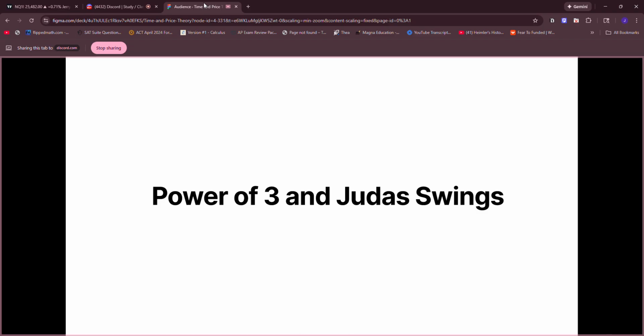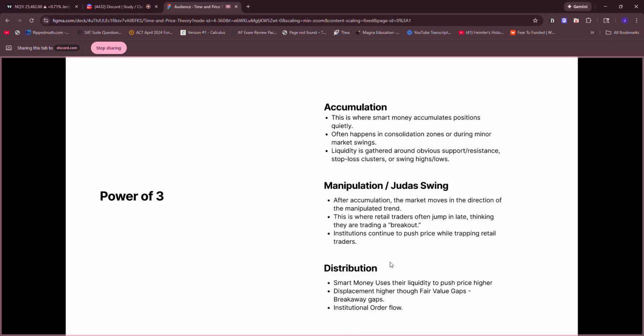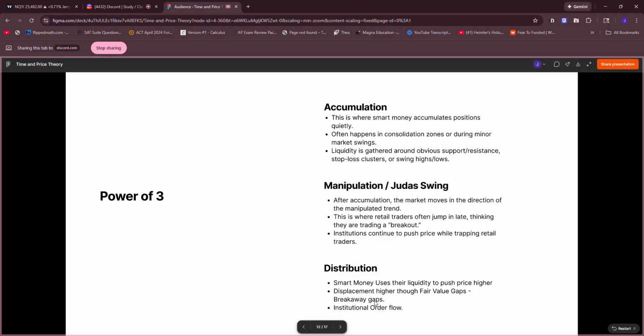So this is the Power 3 and Judah swings. This is going to be a very simple overview, as I'm sure a lot of y'all know what this is. So Power 3: accumulation, manipulation, and distribution. Accumulation is where smart money accumulates positions quietly. Often it happens in consolidation, so you'll see ranges, and liquidity gathered around the highs and lows. Then we have manipulation: we break it, it's a fake breakout, we take liquidity, and then distribution moves higher.